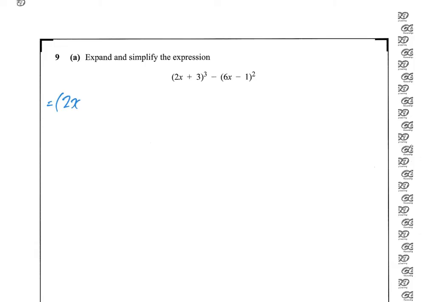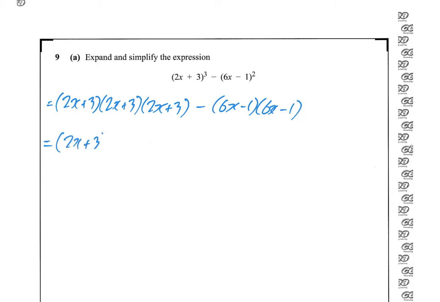So we've got (2x + 3) cubed, which means (2x + 3)(2x + 3)(2x + 3), minus (6x - 1) squared. So (6x - 1) squared. And then we're going to multiply this out. I'm going to do this in a good few steps actually.